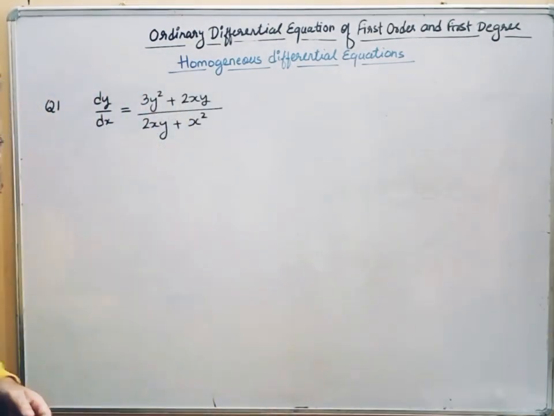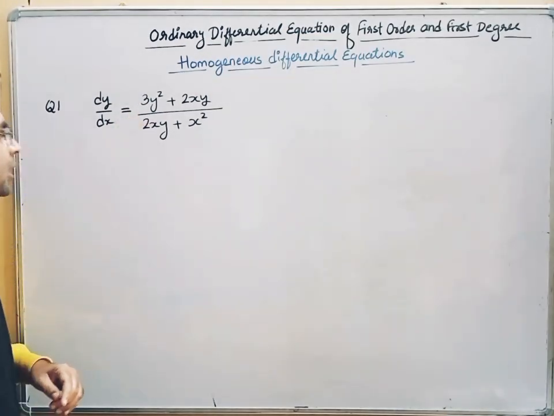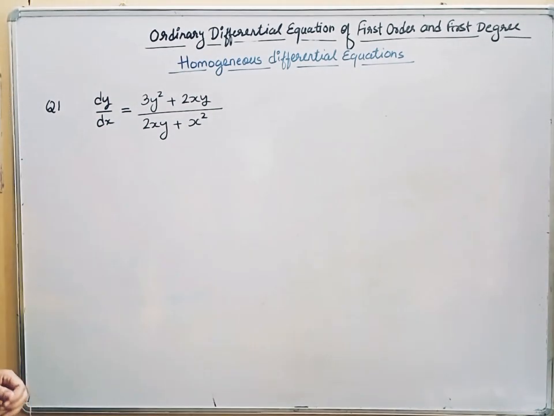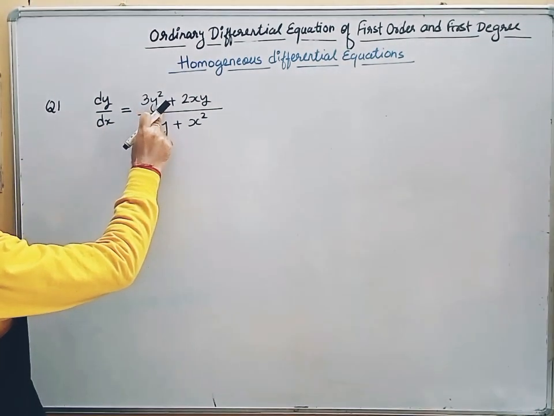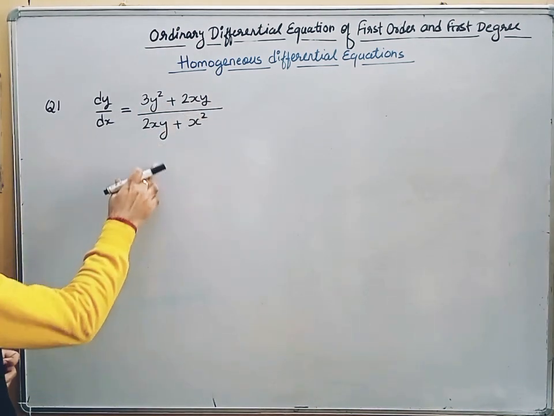Let's start with question number 1. This is dy by dx is equal to 3y square plus 2xy divided by 2xy plus x square. Let's check whether this is homogeneous or not. This is first term with degree 2. This is second term degree 2 in function f. In denominator function phi.